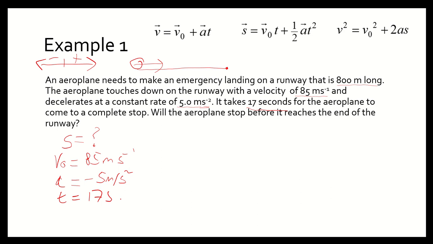So we have the initial velocity, we have acceleration and time, and we want to find displacement. When using these equations of motion, you need to work out which one we can use to find displacement. This first equation has no displacement in it. This one does have displacement, and this one has displacement. So you need to think about what information you have.